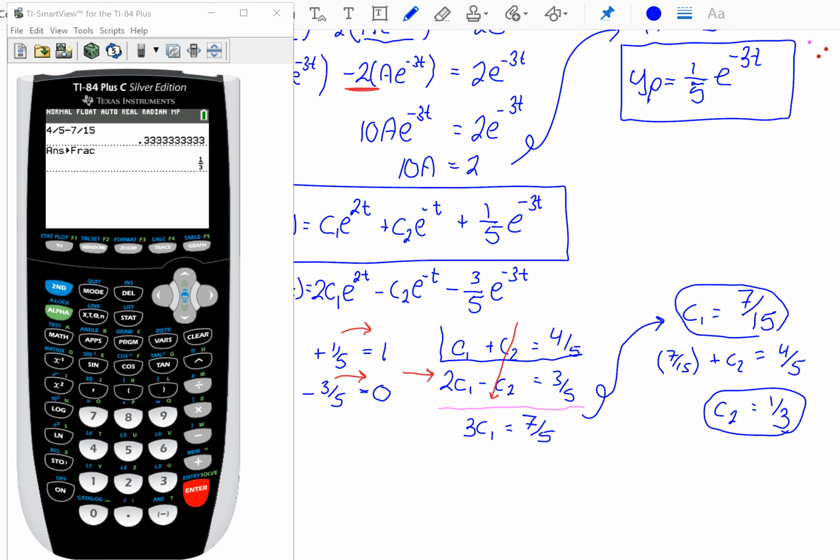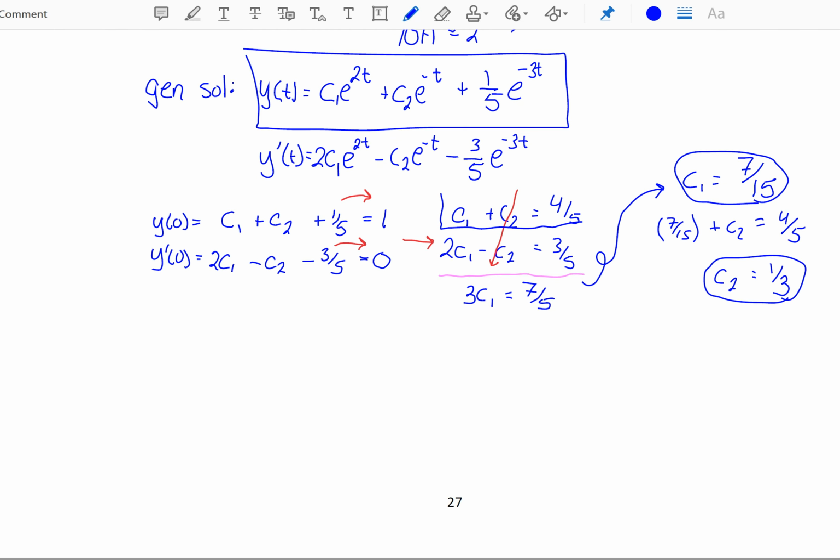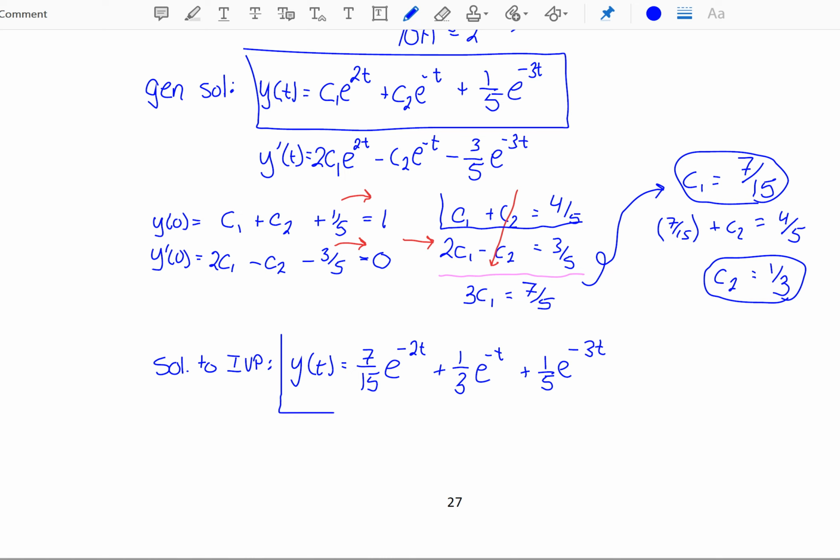Now that we have our two constants, we have everything we need to write the solution to our initial value problem as y of t equals 7/15 e to the negative 2t plus 1/3 e to the negative t plus your 1/5 e to the negative 3t. And this is now going to be the solution to our initial value problem.